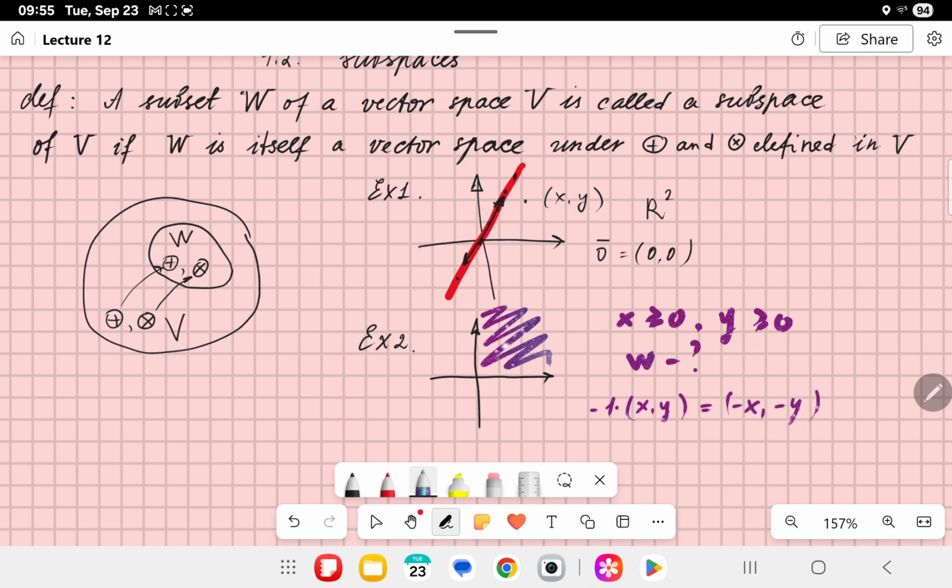If we look at them, we are going to obviously see that the point belongs somewhere here. So for a point which belongs somewhere here, I'm going to get a point which belongs here, which is outside of my space. So this subset is not closed under scalar multiplication. So not a subspace.